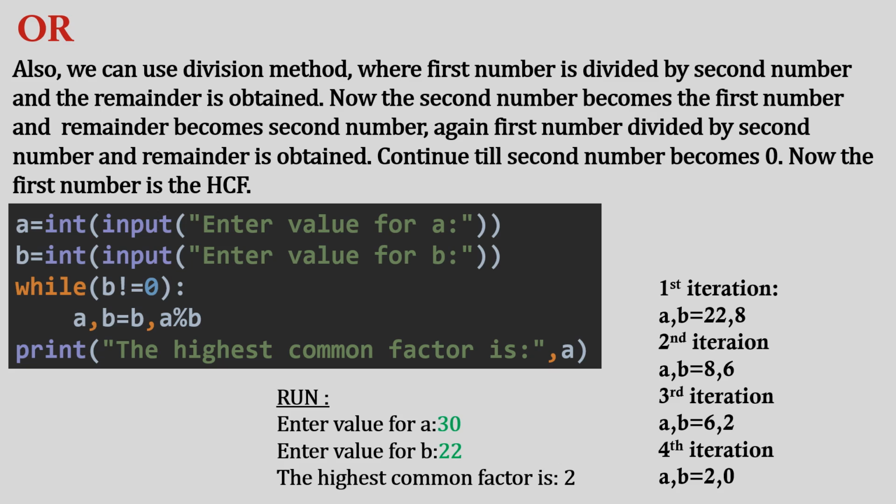In the second iteration, A will have value 8, which is the previous value of B, and B will have value 22 % 8, that is 6. Now in the third iteration, A will have value 6, which is the previous value of B. Now B will have value 8 % 6, that is 2. In the fourth iteration, A will have value 2 and B will become 0, since 6 % 2 is 0. So now your loop will stop executing. Why? Because your B has become 0 now. So the final value of A is 2. So this is the highest common factor of 30 and 22.